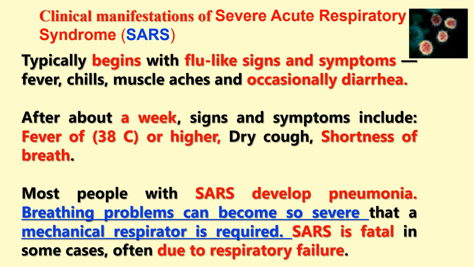Let's look at the clinical manifestation of infection with severe acute respiratory syndrome, or SARS. Usually post-infection, the clinical manifestation starts with flu-like symptoms. These flu-like symptoms include fever, chills, muscle aches, and sometimes the patient will have diarrhea. After 1 week from the appearance of the flu-like signs, the patient will develop a high fever of 38 degrees centigrade or more, a dry cough, and also shortness of breath.